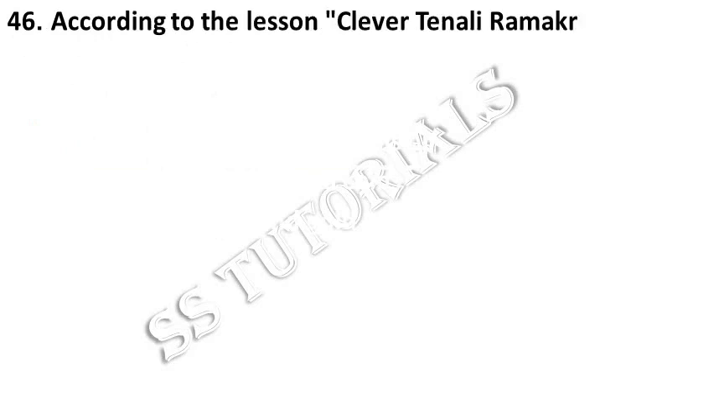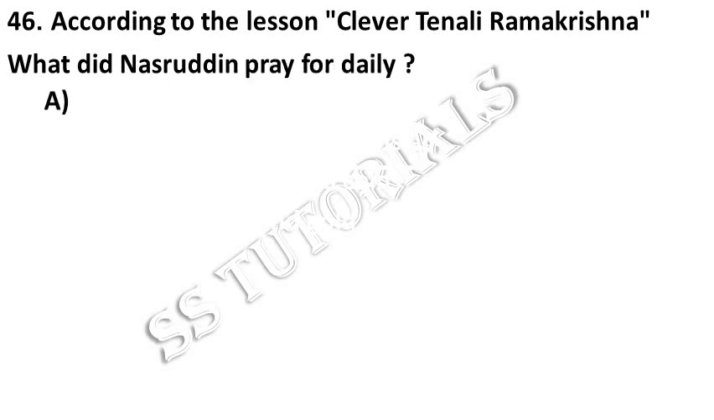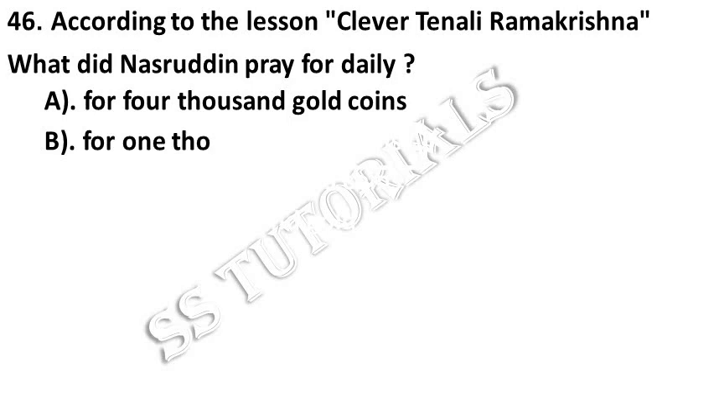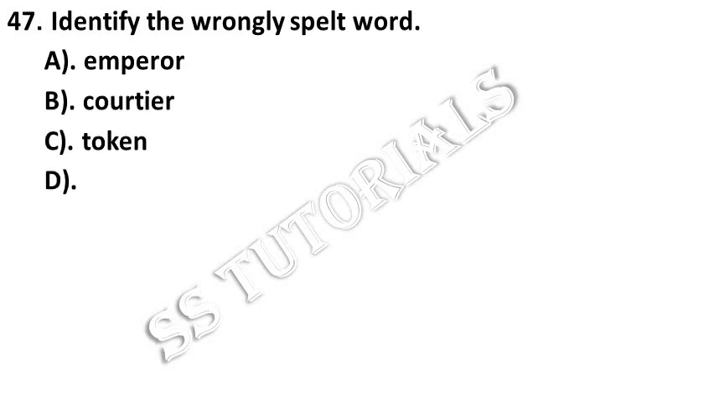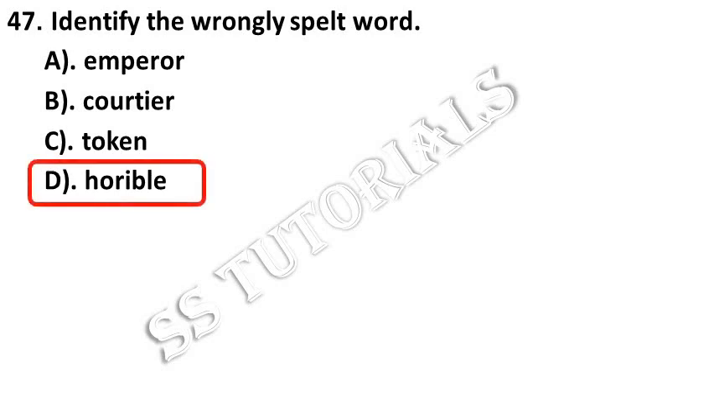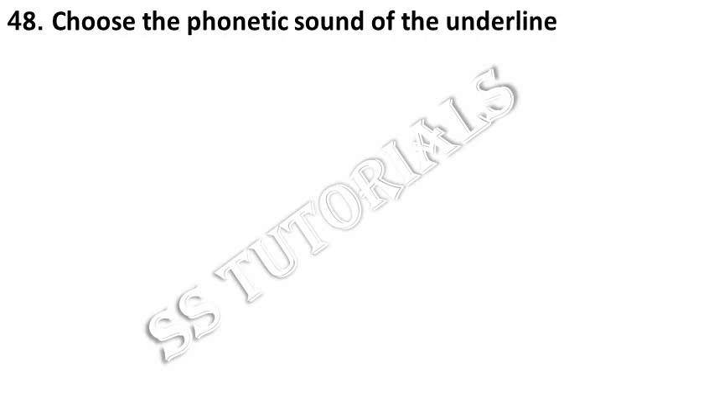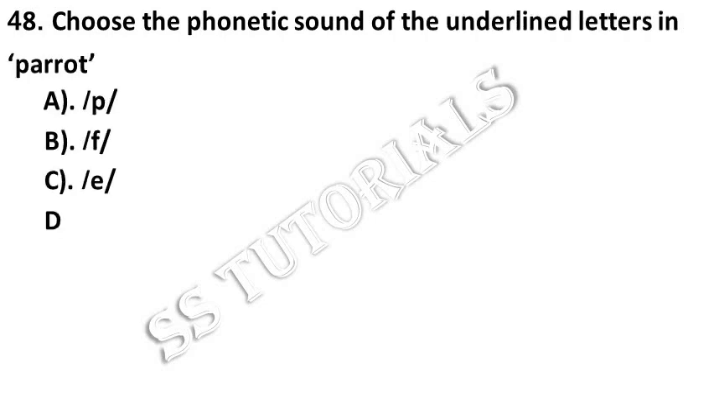According to the lesson Clever Tenali Ramakrishna, what did Nasiruddin pray for daily? Answer: for 1000 gold coins. Identify the wrongly spelt word. Answer: HORIBLE. Choose the phonetic sound of the underlined letters in parrot. Answer: option A.